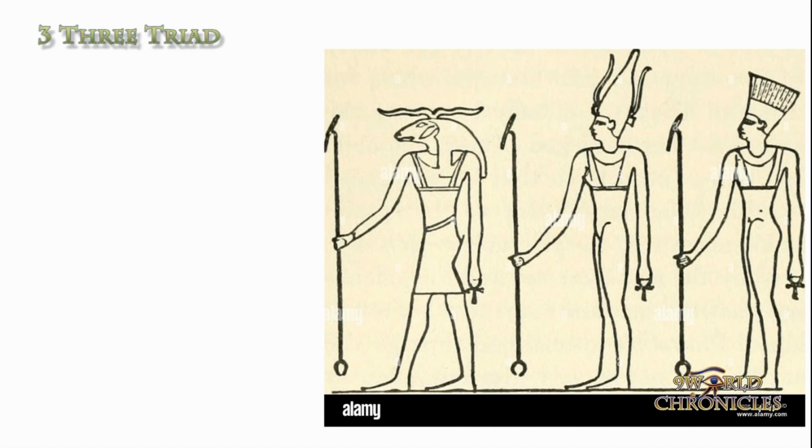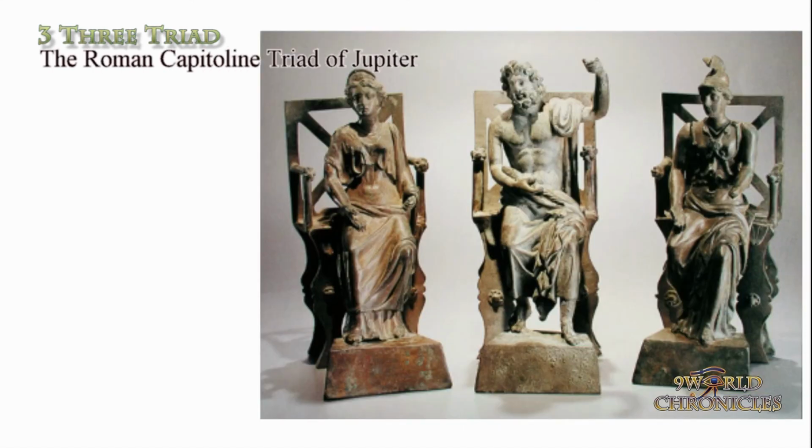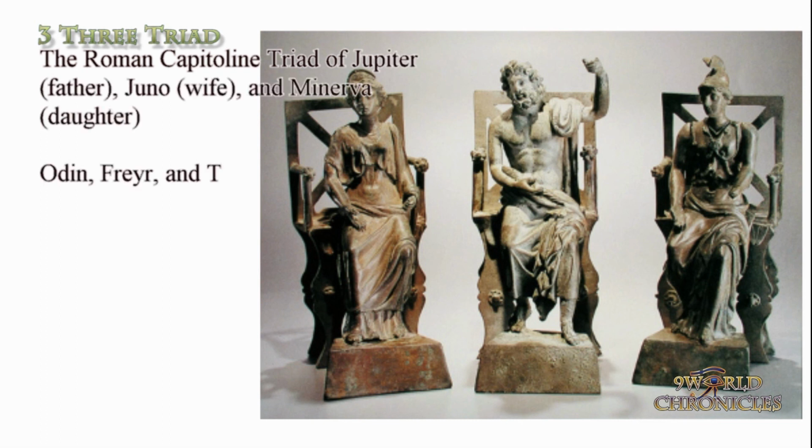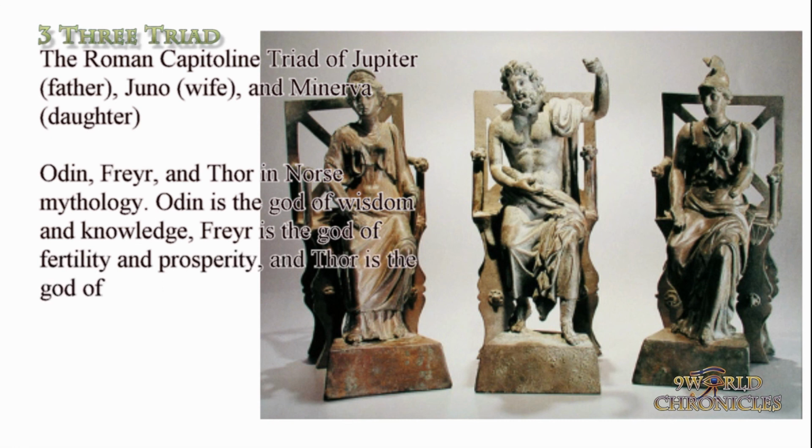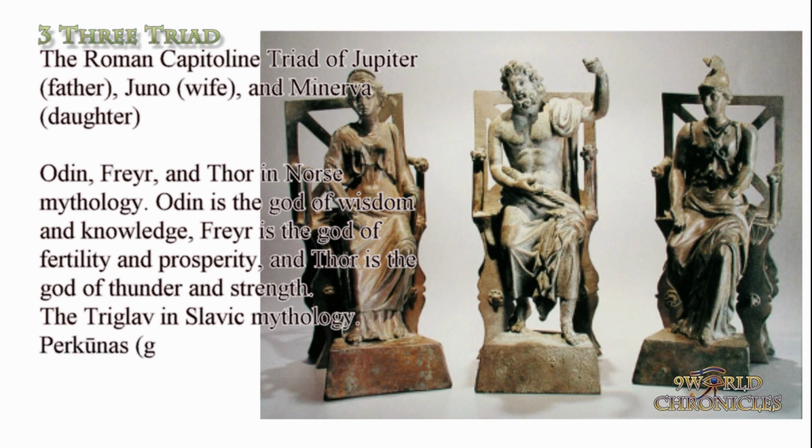Roman mythology produced a powerful triad, being Jupiter the father, Juno the wife, and Minerva the daughter. Odin, Freya, and Thor formed a triad, with Odin representing the great wisdom and knowledge, Freya being the goddess of fertility and prosperity, and Thor, who is the god of thunder and strength.